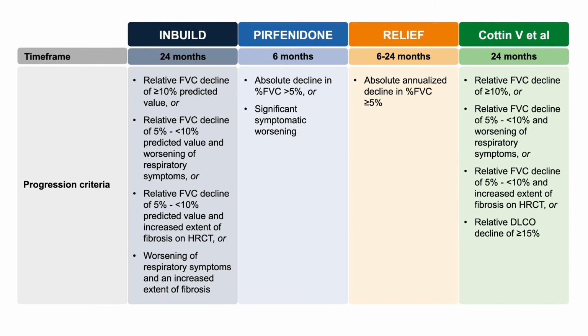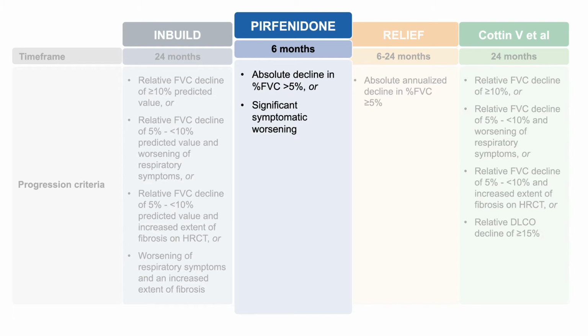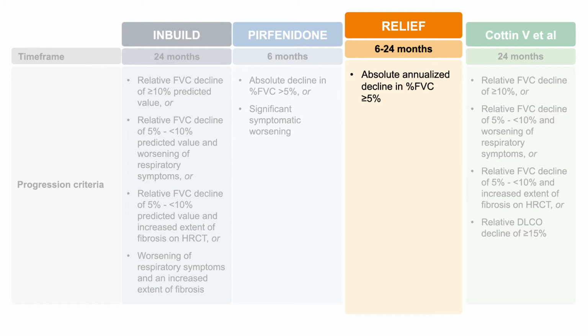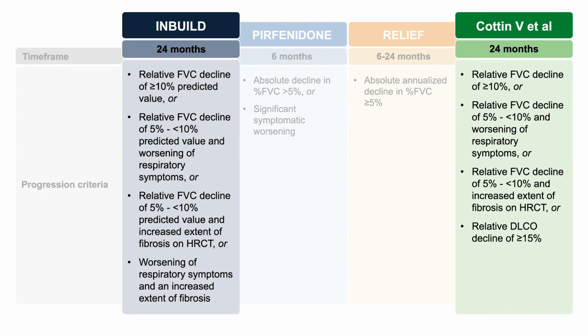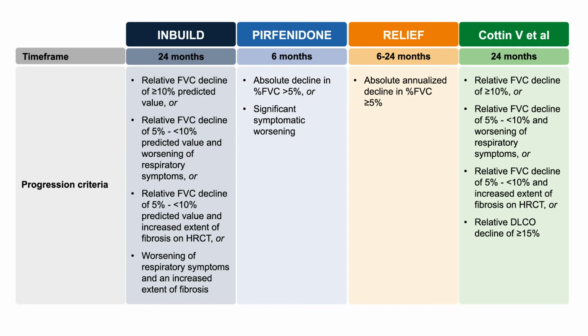The problem with progression of interstitial lung disease is there's no single criteria for defining that progression. There are many different ways to define it. When you look at these different studies, the pirfenidone study defined it as 5% FVC decline or greater, significant symptomatic worsening. The RELIEF study looked at annualized decline of FVC greater than or equal to 5% over a course of 6 to 24 months. When you look at other types of studies, they take a combination of things, whether it's that FVC decline in combination with the radiographic findings that you see. And I think all of that is important. The key is to have close patient monitoring. That's the key because you want to understand if your patient is becoming progressive.